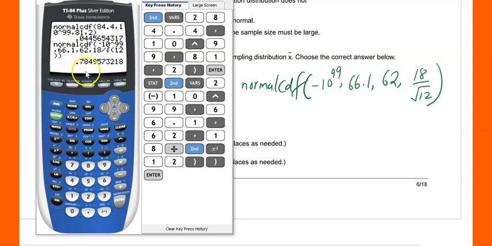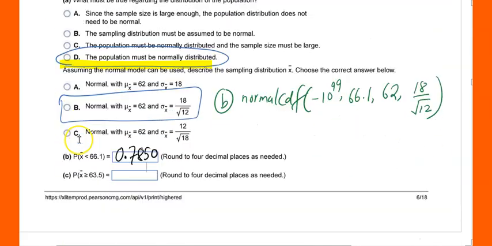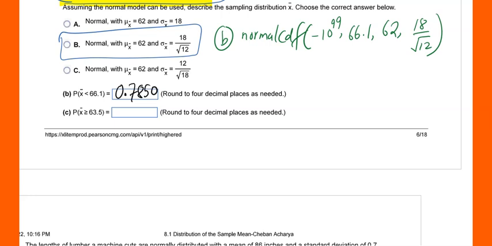Press enter, you get 0.78495, but if you round it to 4 decimals, it's going to be 0.7850. And that's the probability of X bar less than 66.1. And you can finish yourself for question number 12, and that answer must be 0.3864 if you round it to 4 decimal places. Okay.